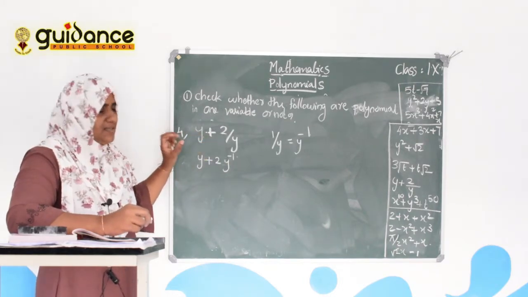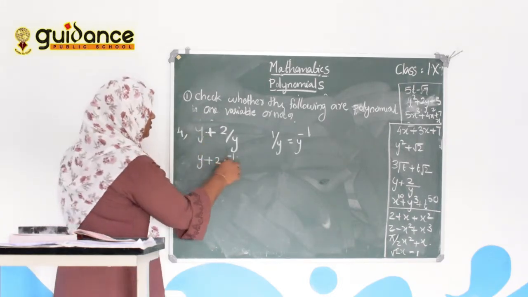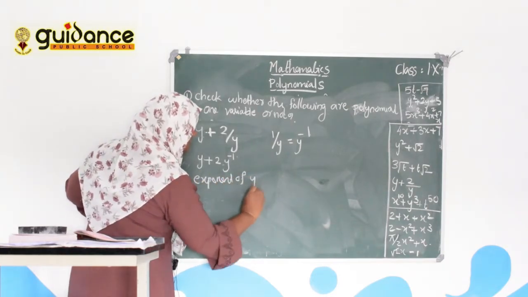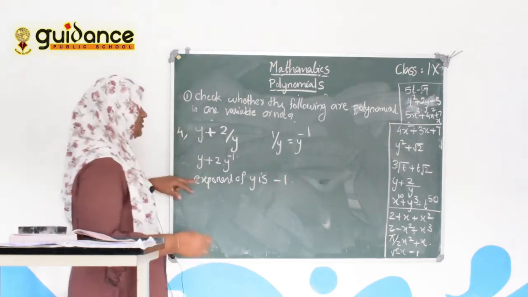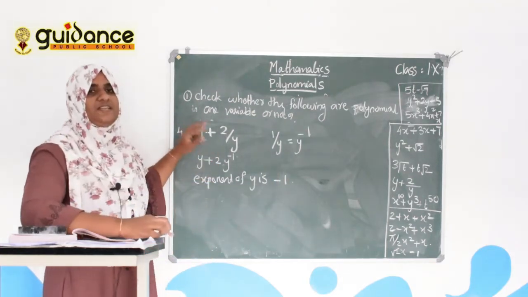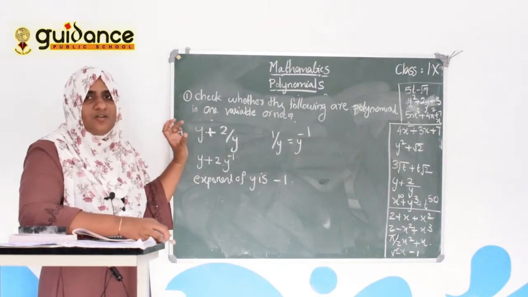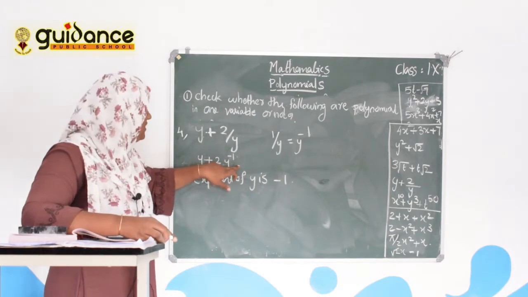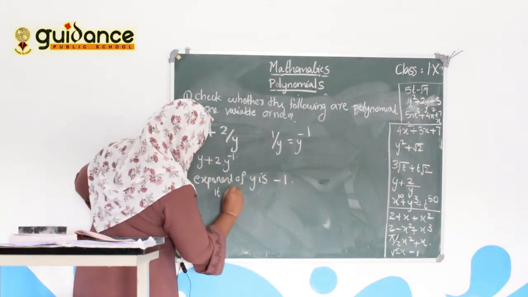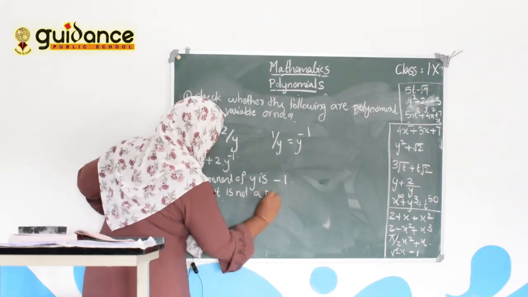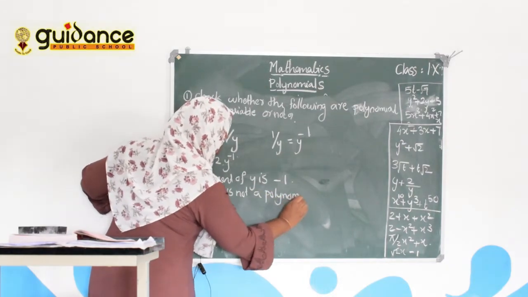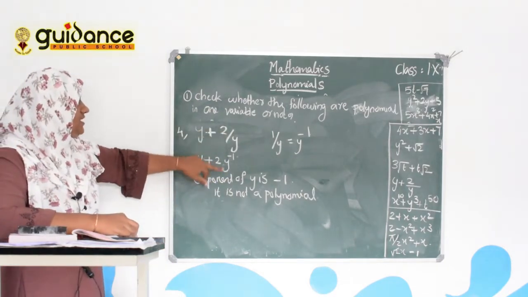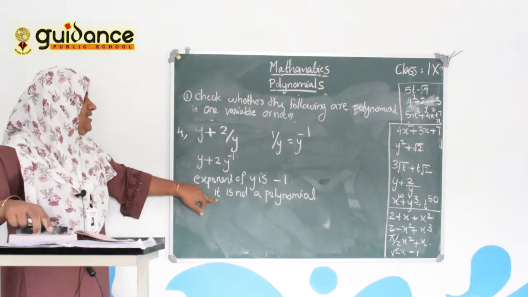What is the reason? Here the exponent of y is minus 1. Is minus 1 a whole number? No, it is not a whole number. Therefore, it is not a polynomial. Understood? y plus 2 by y is not a polynomial. Then, next question.